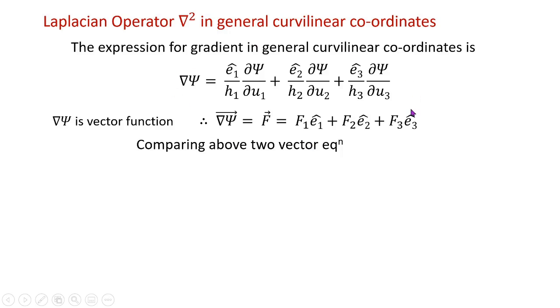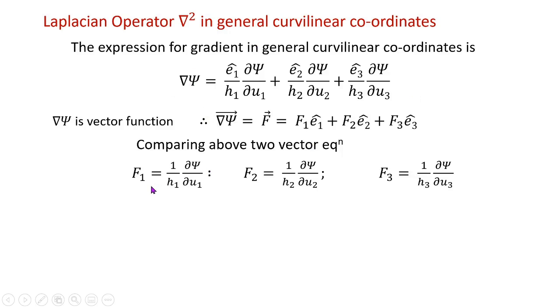Comparing these two equations of gradient psi, we get F1 equal to 1 upon H1 del psi by del U1, F2 equal to 1 upon H2 del psi by del U2, and F3 equal to 1 upon H3 del psi by del U3. Now del square psi, the Laplacian operator operating on scalar function psi, is equal to divergence of this gradient, del dot del psi. But del psi is F bar, therefore del dot F bar, the divergence of a vector.